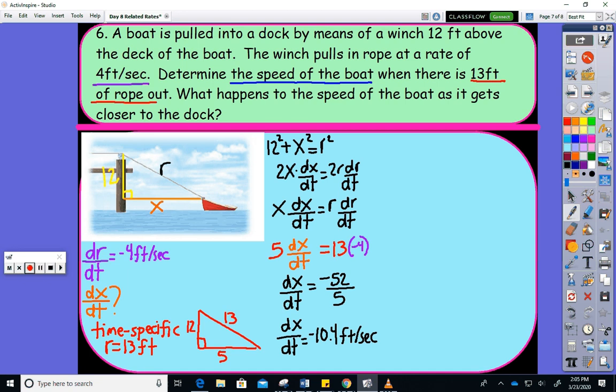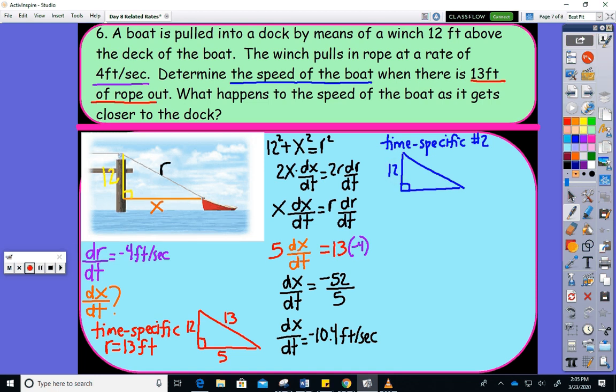So what happens to the speed of the boat as it gets closer to the dock? Okay, in order to do this, as it gets closer to the dock, I need to shorten x or shorten r in order to actually make a comparison, okay? So I'm going to say, let's go to blue, and I'll say time-specific number 2, because I cannot make a comparison if I don't have numbers to compare.